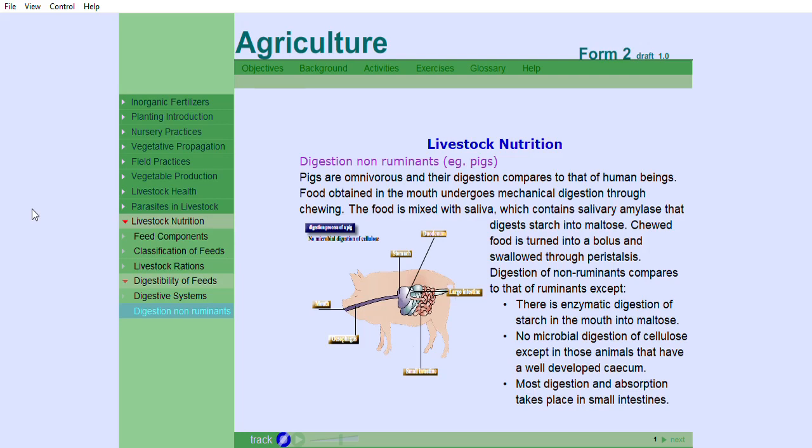Digestion of non-ruminants compares to that of ruminants except there is enzymatic digestion of starch in the mouth into maltose, no microbial digestion of cellulose except in those animals that have a well-developed cecum, and most digestion and absorption takes place in the small intestines.